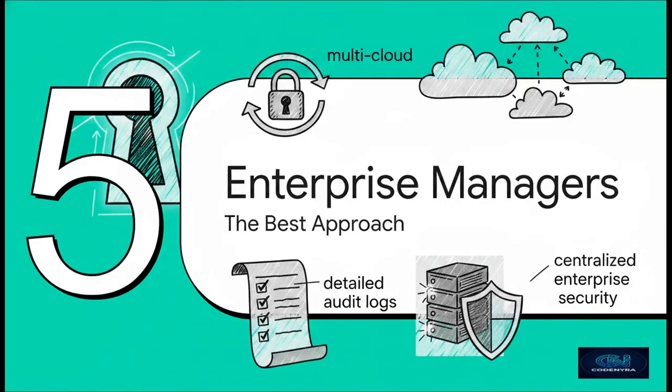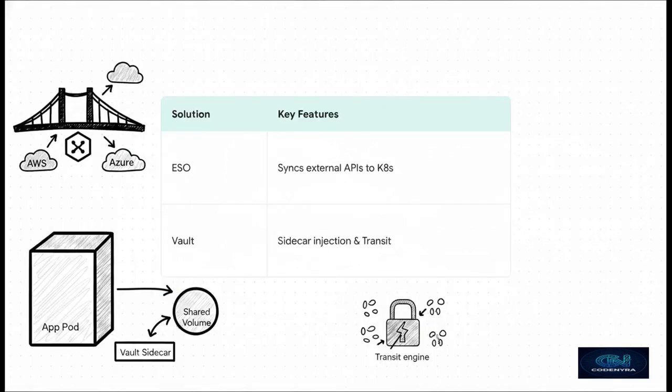But what if you need centralized, multi-cloud enterprise security? That leads us to Section 5, Enterprise Secret Managers, the absolute best approach. Sealed secrets are great, but for the best approach, we need to look outside of Kubernetes itself. For things like automated rotation and detailed audit logs, we're talking about tools like the External Secrets Operator, or ESO, and HashiCorp Vault. ESO acts as a bridge.